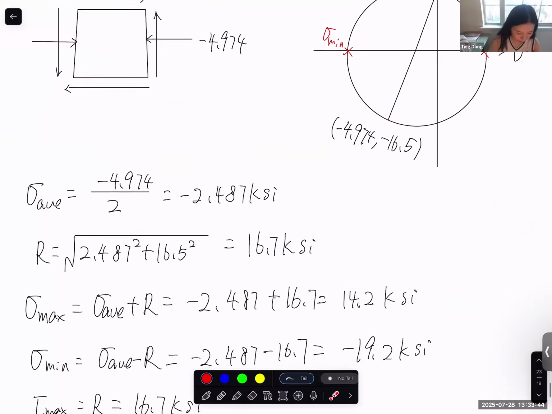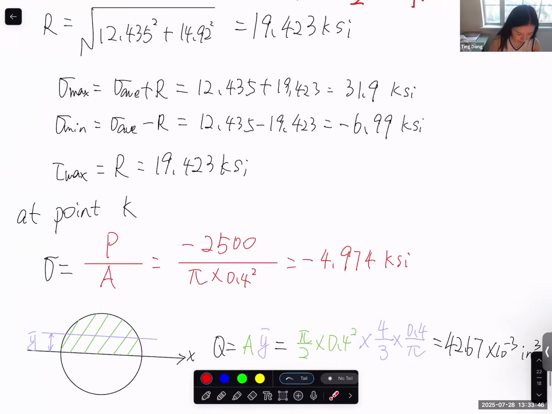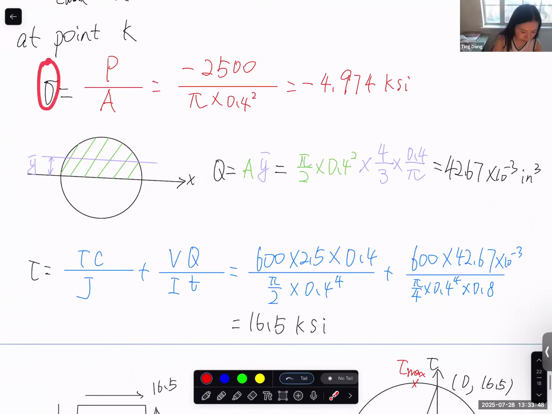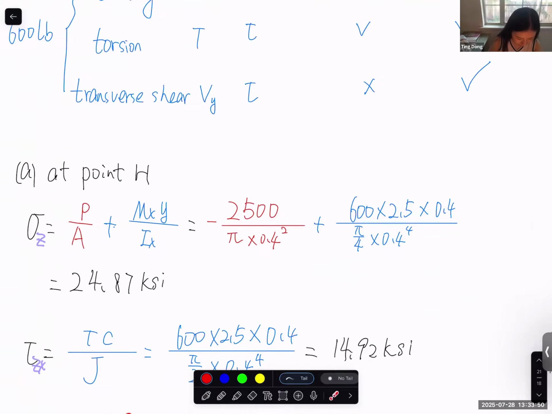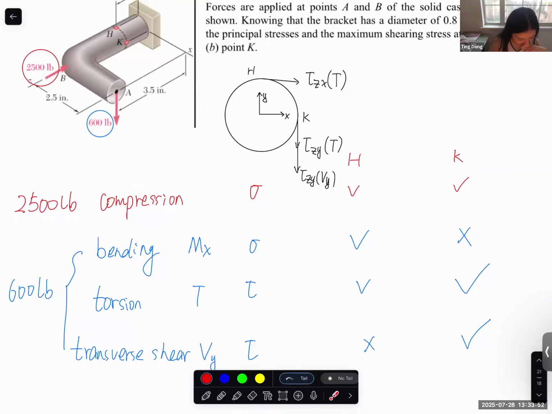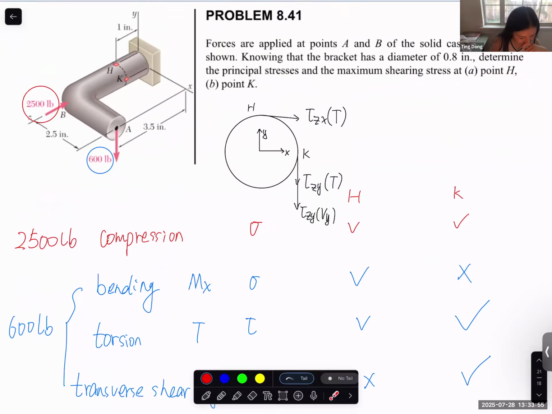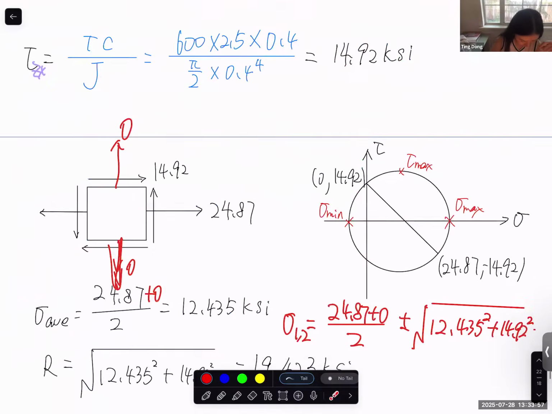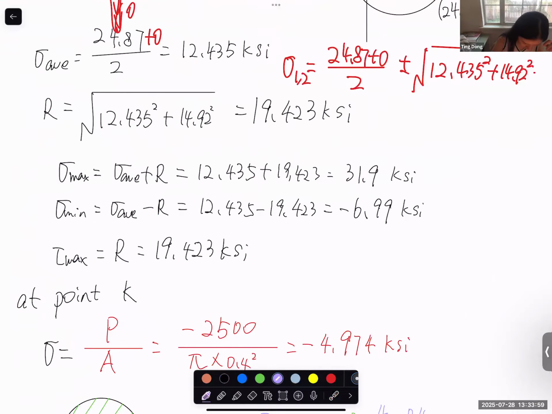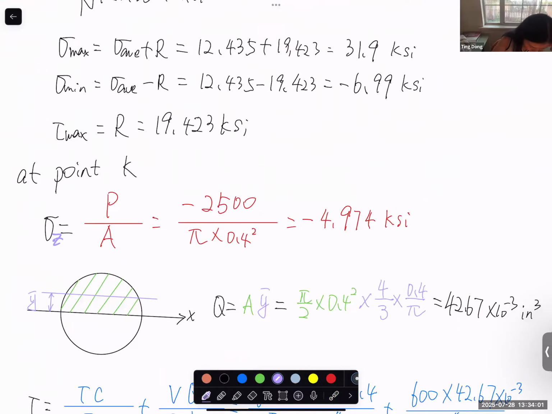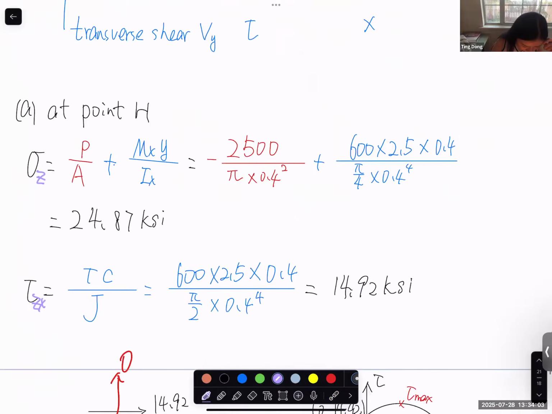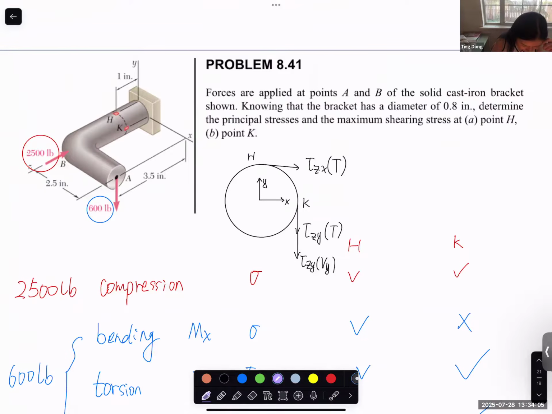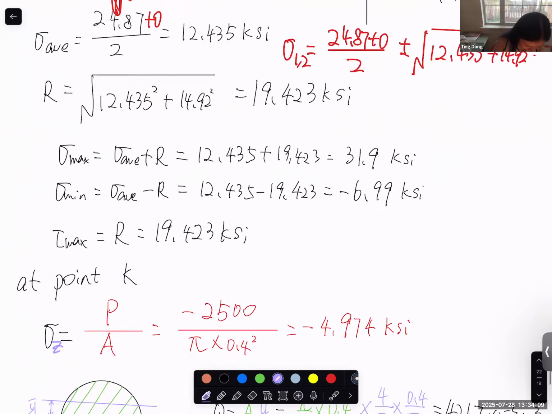And same thing for the K point. Let's put the subscript here. For the K point, sigma is still in the x direction, which is the z direction. And for the K point, the shear stress caused by torsion is in the z plane in the y direction.